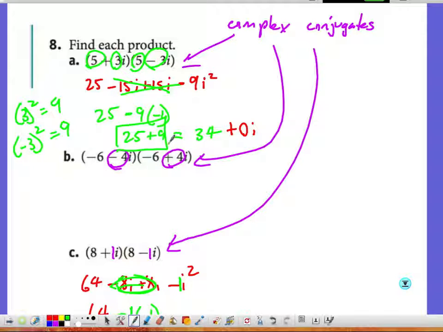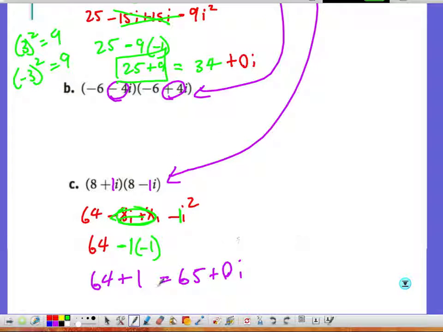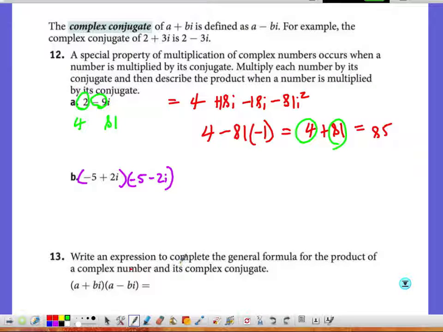Are you starting to see the pattern here? It's going to work the same for this one. Again, before we added to get 65, 64 came from 8 squared, and then 1 basically came from 1 squared. 64 plus 1 gives you 65. And so using that pattern, can we just square the real part and the imaginary part? Now this only works whenever you're multiplying complex numbers that are conjugates of each other. That's the key. You have to have conjugates of each other.